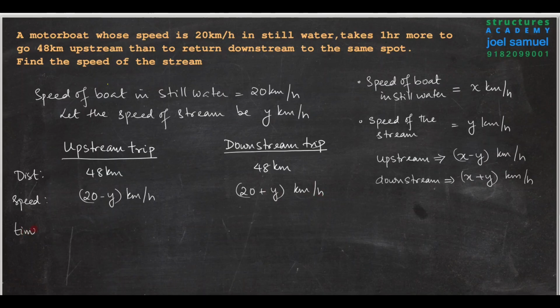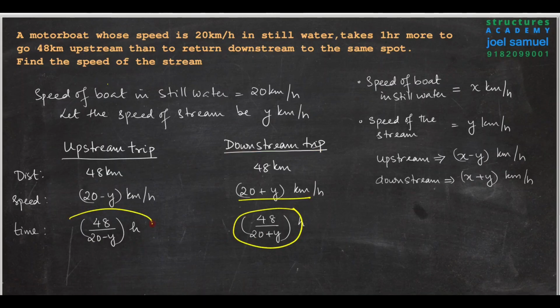Now the time taken for the upstream trip is basically the distance traveled divided by the speed, which means time taken is 48 divided by 20 minus y hours, and for the downstream trip it would be 48 by 20 plus y hours. Now if you analyze these two, obviously the time taken for the downstream trip will be less because the speed is more. Therefore, this number is a smaller number and this is a bigger number.